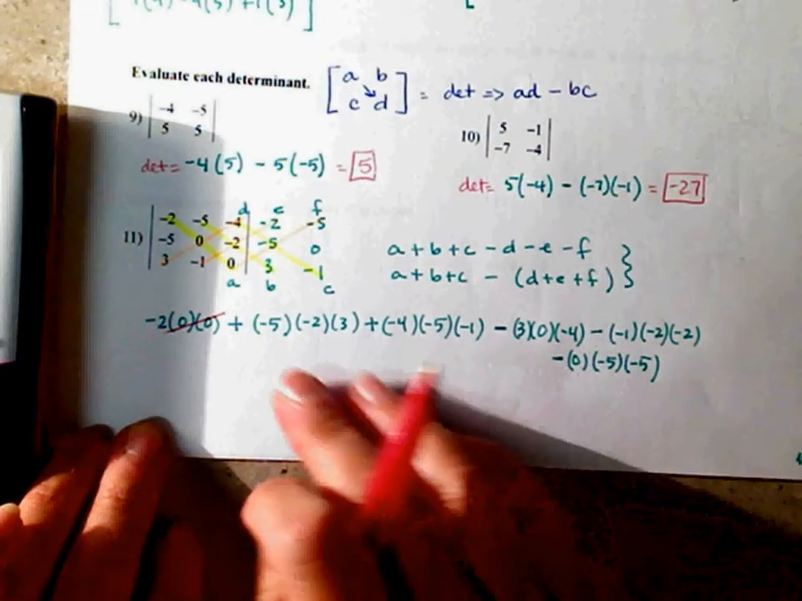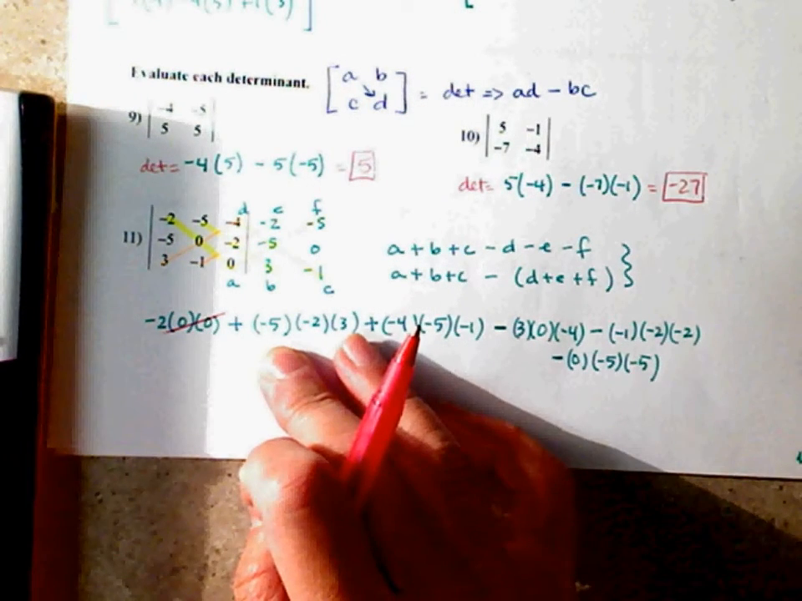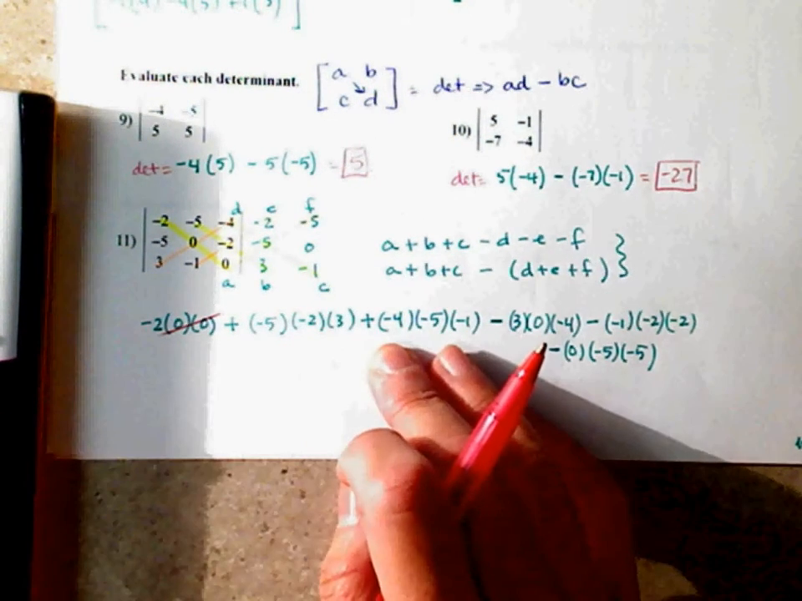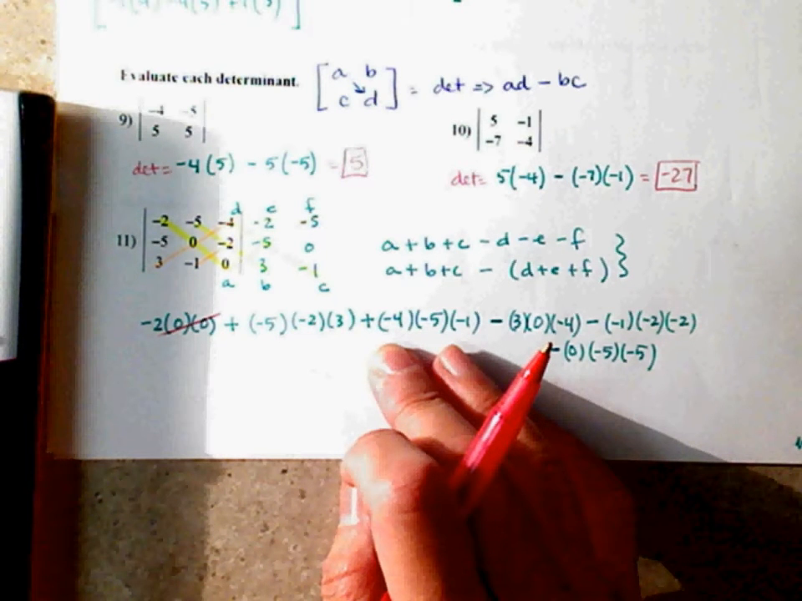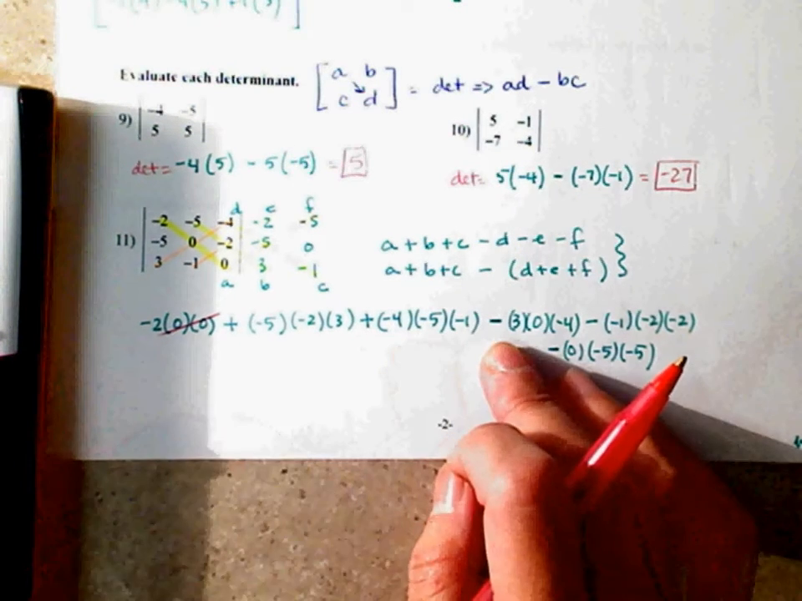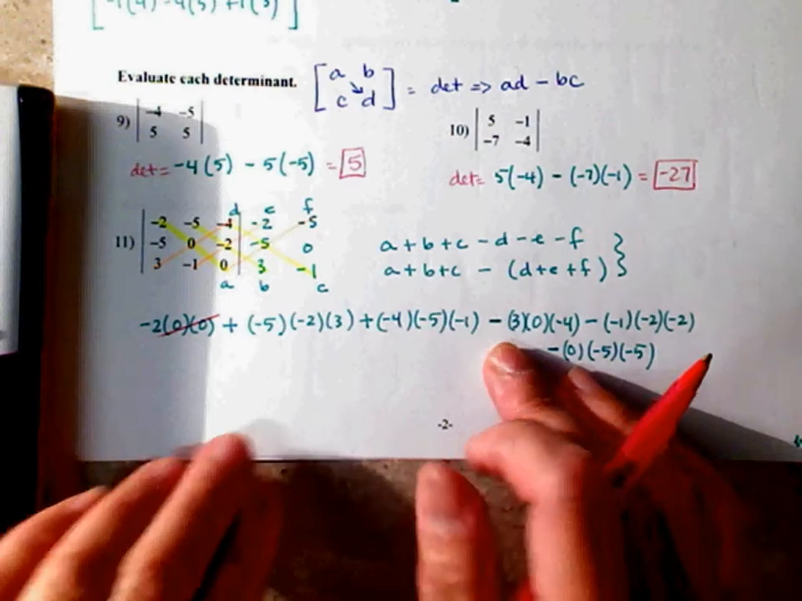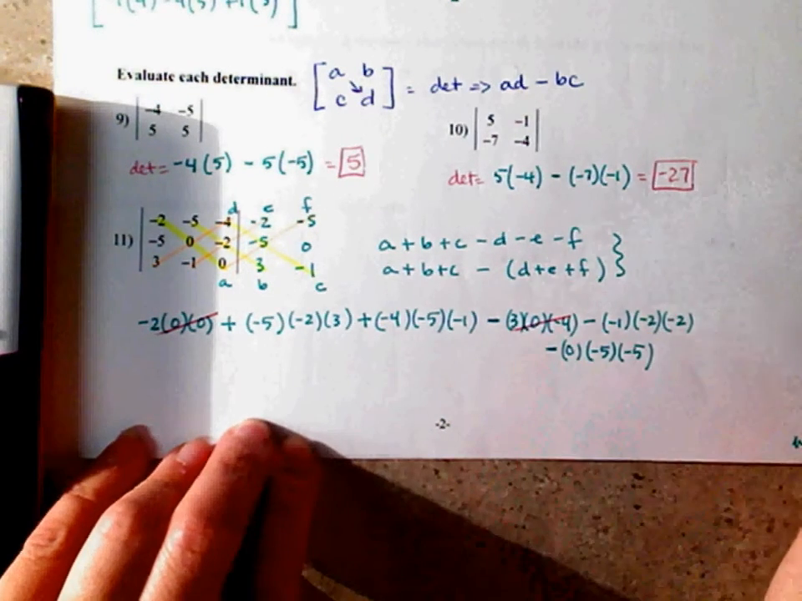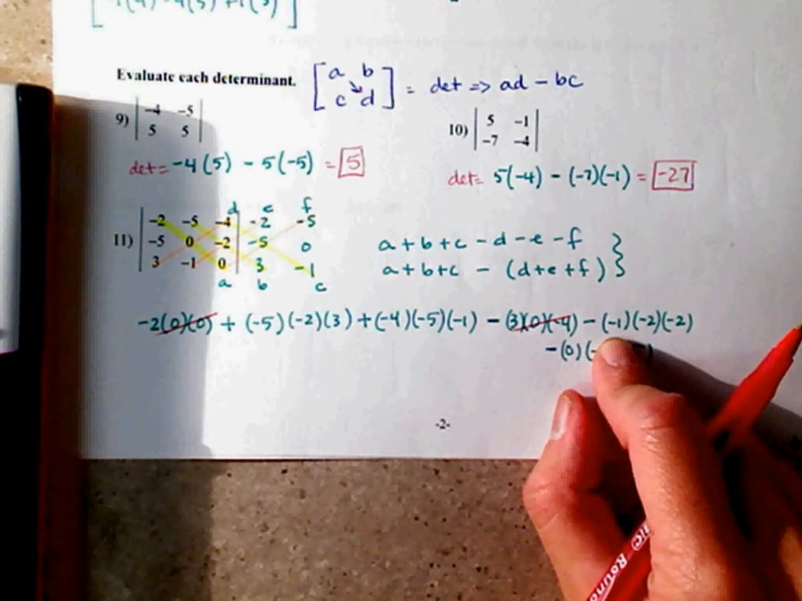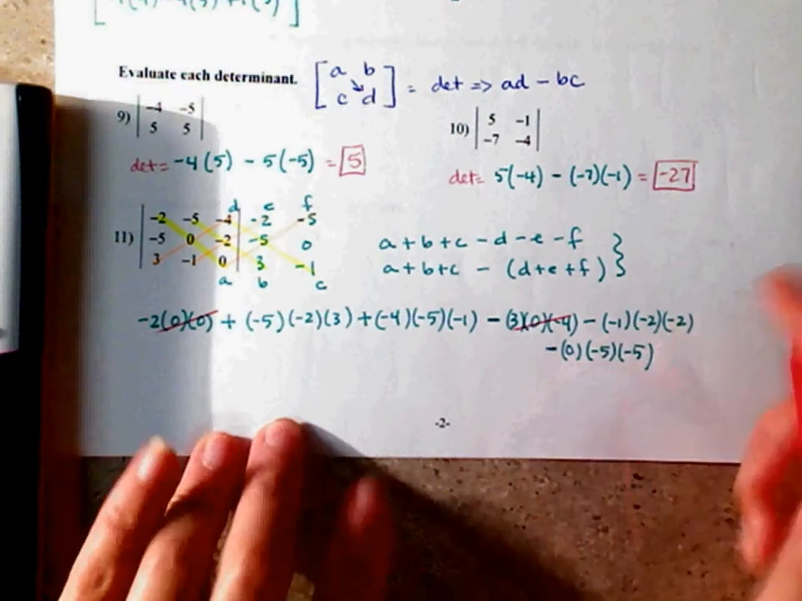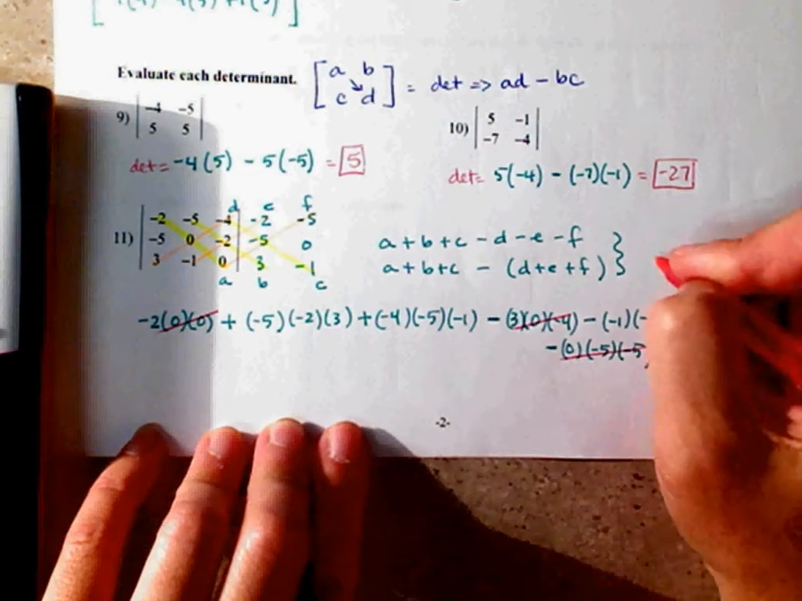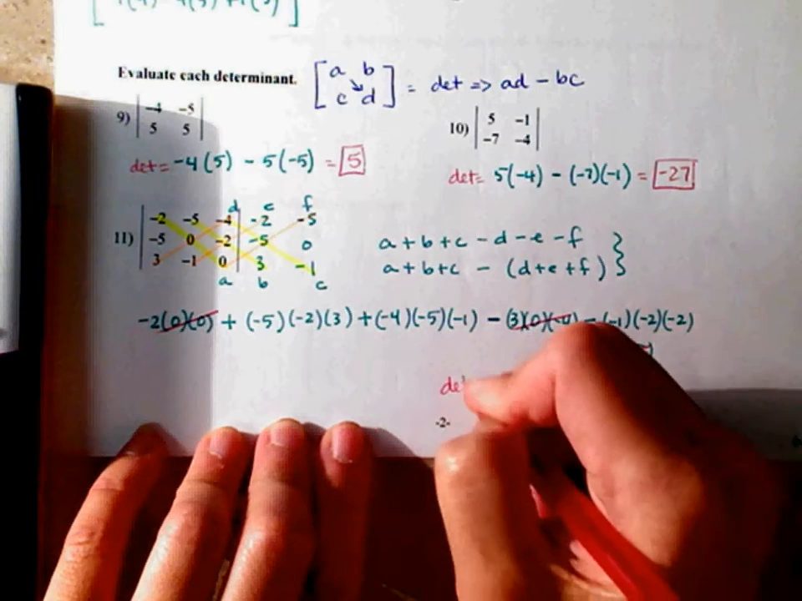Negative 5 times negative 2 times 3 is negative 30, okay, plus, parentheses, negative 4 times negative 5 times negative 1, okay, minus, parentheses, well, 3 times 0 times negative 4 is 0, so you don't have to do anything there, okay, so minus, negative 1 times negative 2 times negative 2, parentheses, is 14, anything times 0 is 0, so your determinant is equal to 14. Okay, there you go.